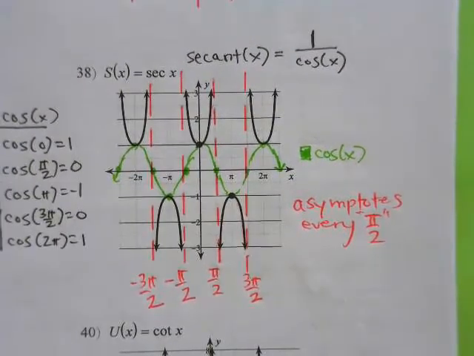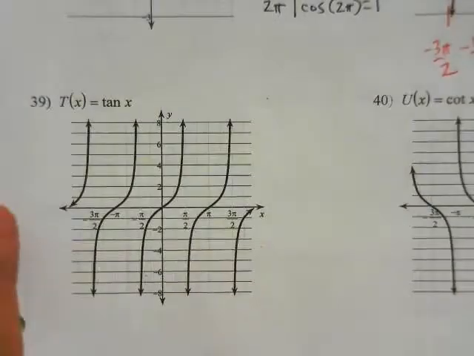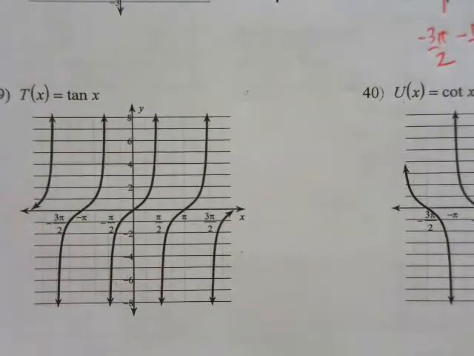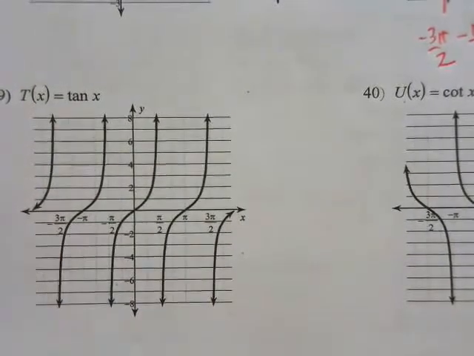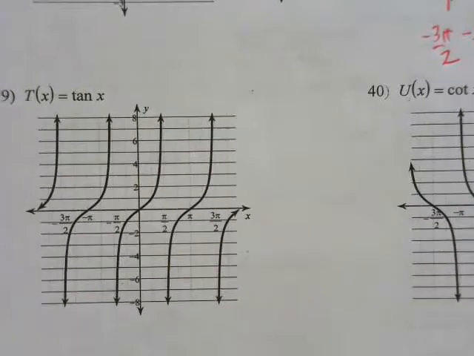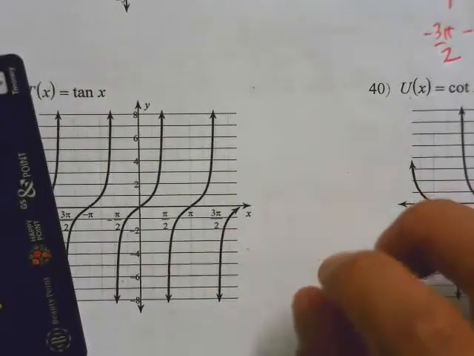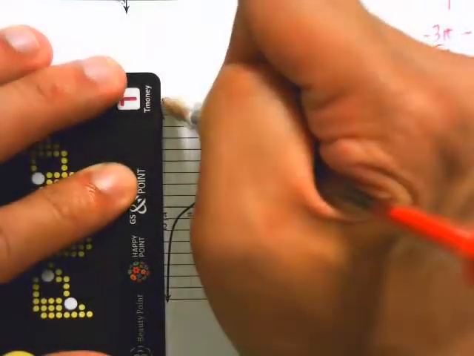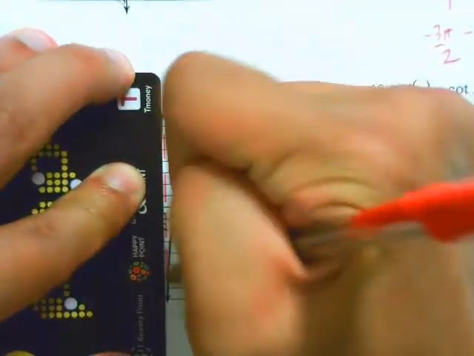Alright, we got 2 more to go for tangent and cotangent. Our tangent and cotangent graphs will kind of look like snake graphs, really. And they also have their asymptotes. So cosecant, secant, tangent, and cotangent, 36, 38, 39, and 40 will be having asymptotes, barriers. This too will have asymptotes at every pi over 2. So I'm just going to draw that.